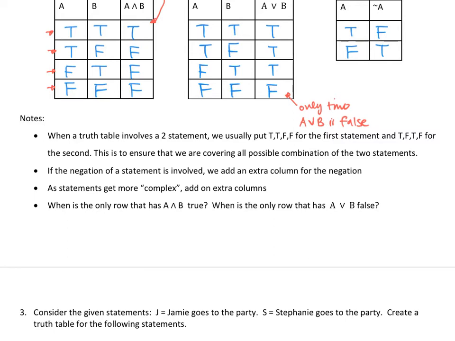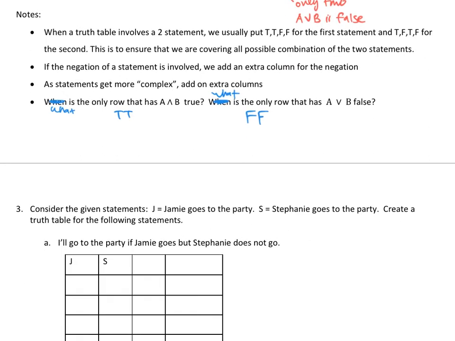The last one: which is the only row where A and B is true? It's the TT row. And which is the only row where A or B is false? The last one, the FF row. Okay. All right, let's look at number 3.